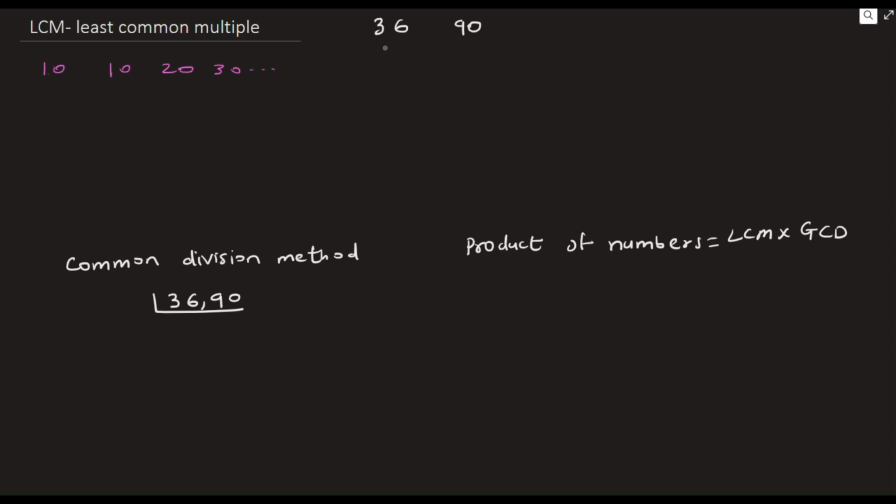Consider I have two numbers, 36 and 90. I find out the LCM of these two numbers using various methods. First, I do it with prime factorization. So I list down the prime factorizations of 36 and 90 vertically.